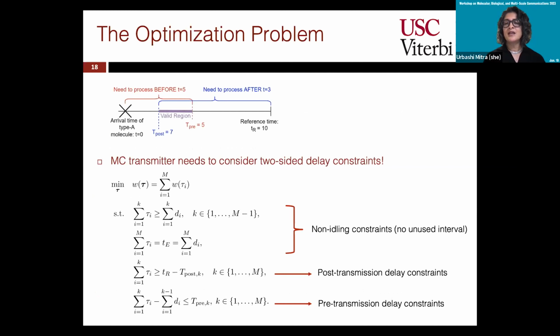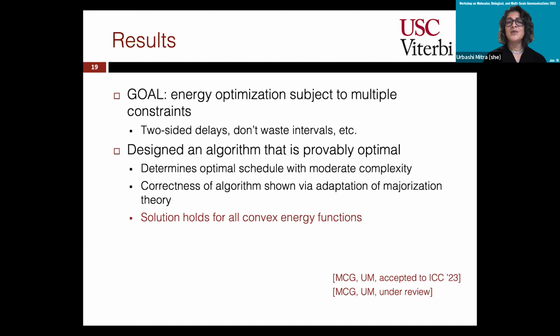There are so-called non-idling constraints. We don't want to waste any time durations by not actually transmitting signals. And then we have these so-called post-transmission delay constraints and pre-transmission delay constraints, which relate to the don't process too early and don't process too late constraints that I previously mentioned. So what can we say? We can say that we have an algorithm that's provably optimal. It's a moderate complexity strategy. The correctness of the algorithm is shown by the adaptation of majorization theory, and of course, direct exploitation of these two properties of the cost function that I mentioned. And it holds for all convex energy functions that have these desired properties.